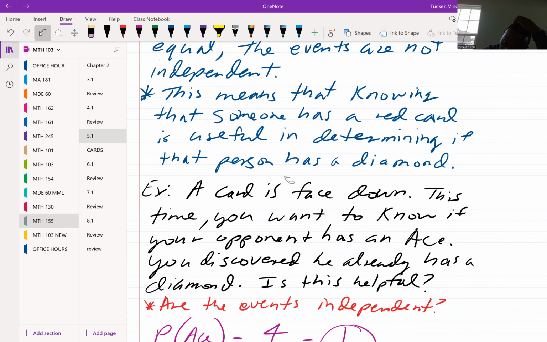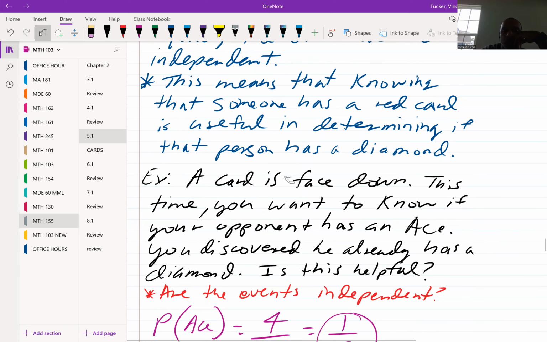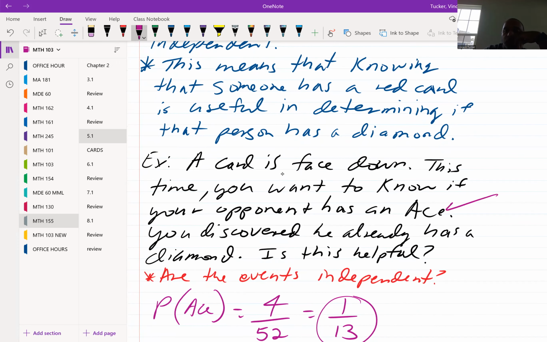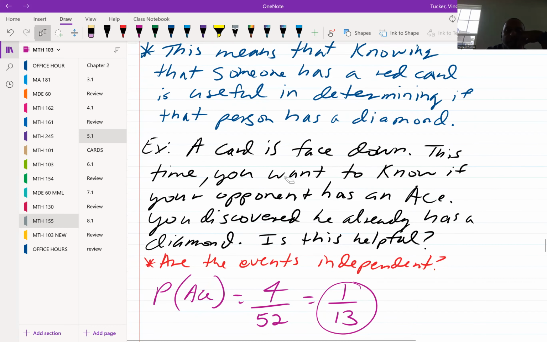All right, so just like before, we're trying to determine if the events are independent. So we're looking at having an ace. There are 4 aces in the deck. So 4 out of 52 is the probability of getting an ace. And so that reduces down to 1 out of 13.